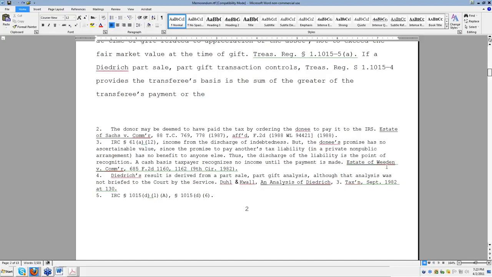Can you see my screen? Yeah. Can you see? You read what that says? You read this case right here? I will, but the last of it may be cut off.